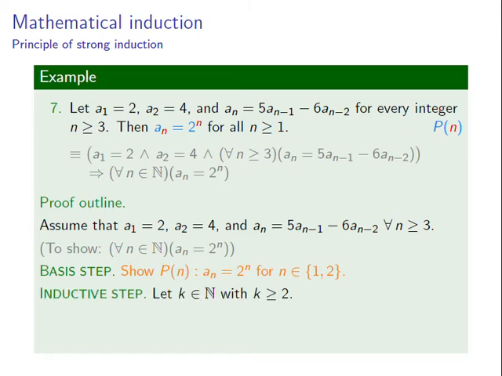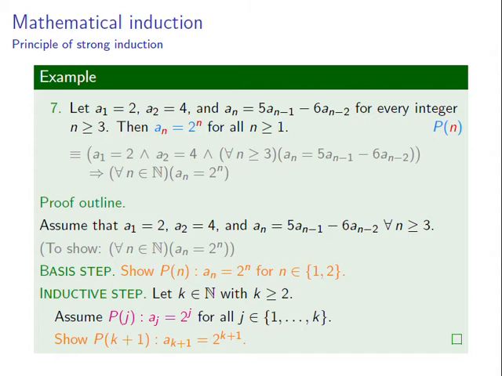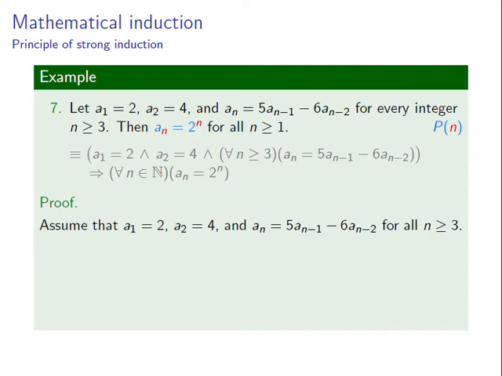For the inductive step, we let k be a natural number greater than or equal to 2, and assume that P of j holds for all natural numbers j from 1 to k. We need to show that P of k plus 1 holds, that is, that the term a(k+1) is equal to 2 raised to k plus 1. We now show the proof.